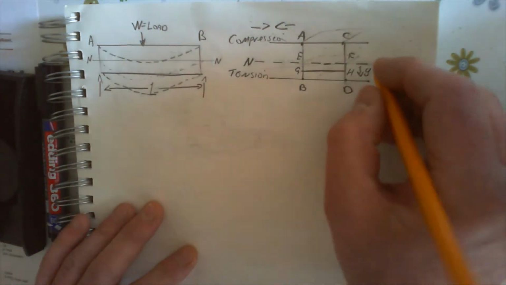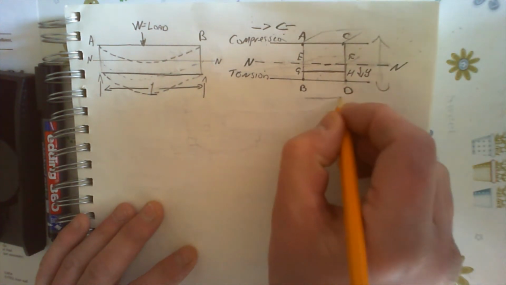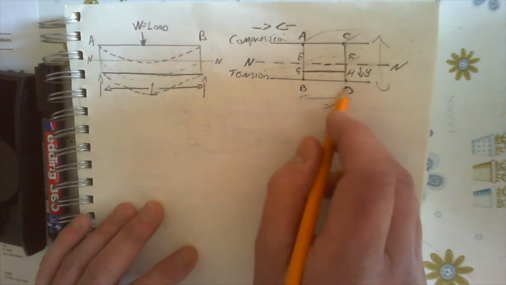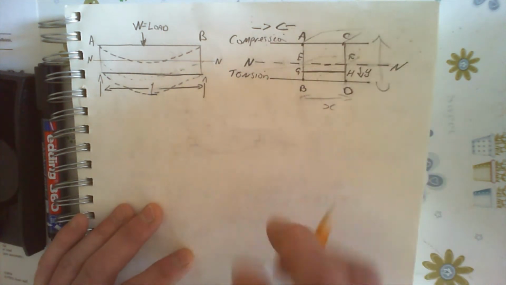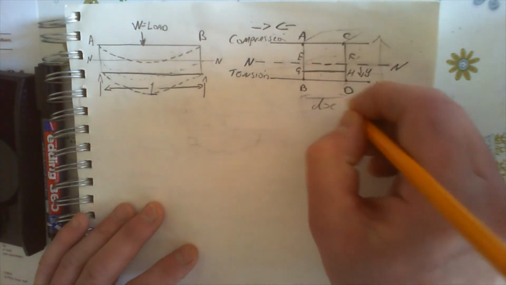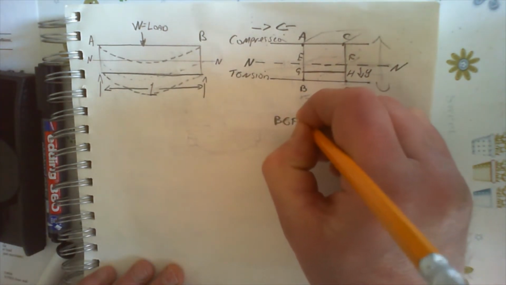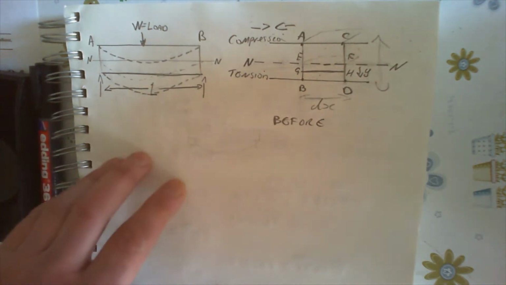This is the y-axis, and along here, the x-axis. We're going to call this little piece that we're looking at, this little sliver or slice, dx. Now, this is before bending. I'll go over here and do a little drawing of the beam after bending.